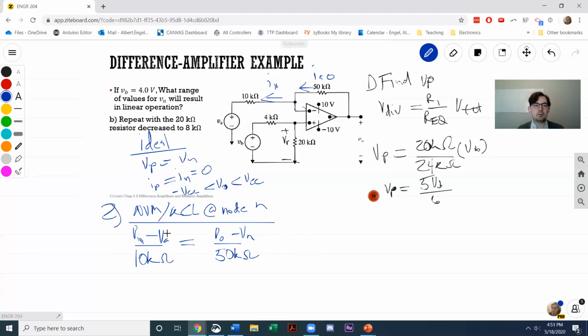All right, so now we got VN minus VA, V naught minus VN. I'm going to clean this up just a little bit here, so I'm a little bit messy.